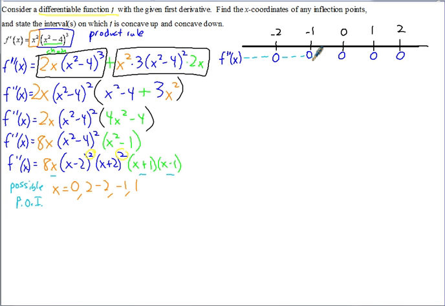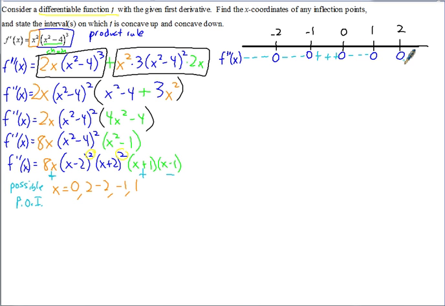Between -1 and 0, you can test -0.5 times 8, which is negative. -0.5 plus 1 is positive. -0.5 minus 1, negative. 2 negatives times a positive is positive. Between 0 and 1, you can test 1/2, 0.5. 1/2 times 8x is positive. 1/2 plus 1 positive. 1/2 minus 1 negative. 2 positives times a negative is negative.